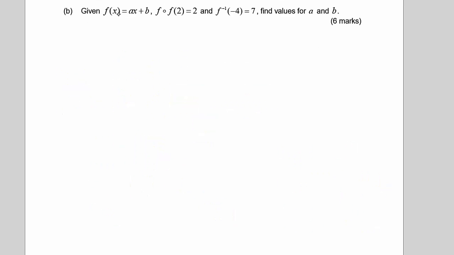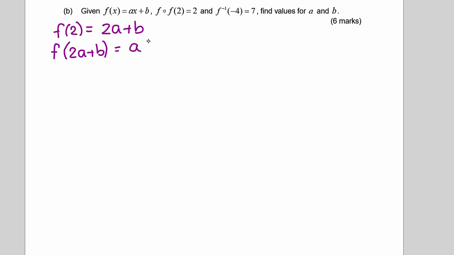Okay, so we've got f of x is this. F of 2 is 2. F of minus 1 of minus 4 is 7. Find a and b. So lots of information. So let's start off with finding f of 2. That's taking 2 and putting it into this function, so that would be 2a plus b. Now we're going to take this, and then we're going to find f of 2a plus b.